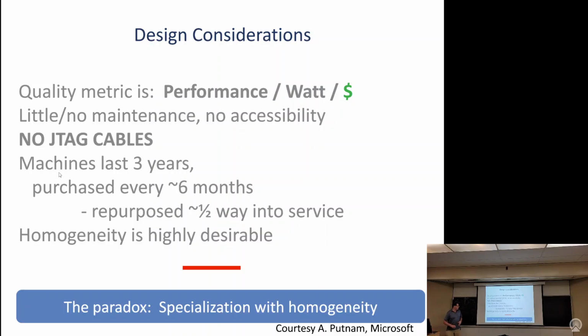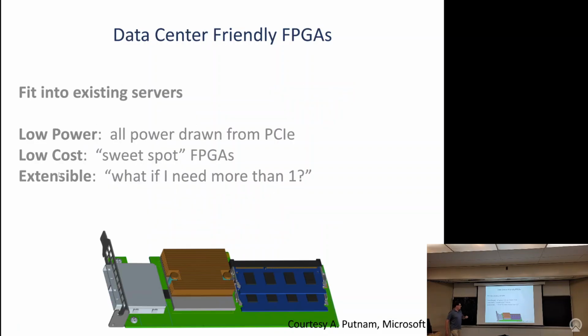Okay, but the most homogeneous thing is just to have infinite CPUs, but they found that was no longer efficient enough. So they're having to back away from being perfectly homogeneous, but they're doing it kind of reluctantly. They'd rather not. So what they'd like in data center friendly FPGAs is that they should fit into existing servers, low power, so all the power should be drawn from PCI Express.